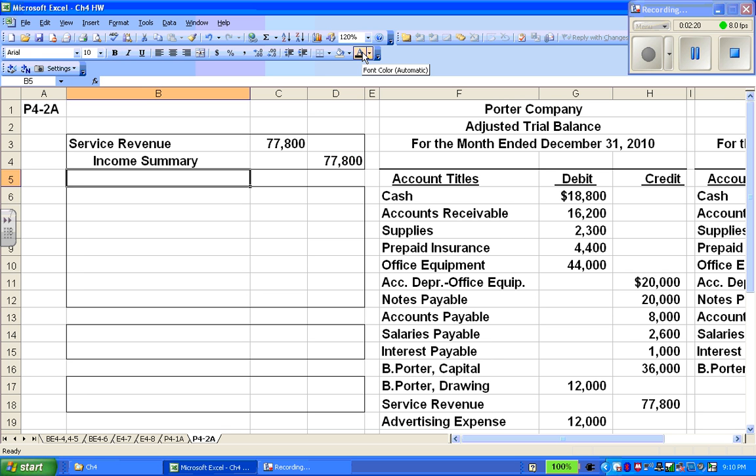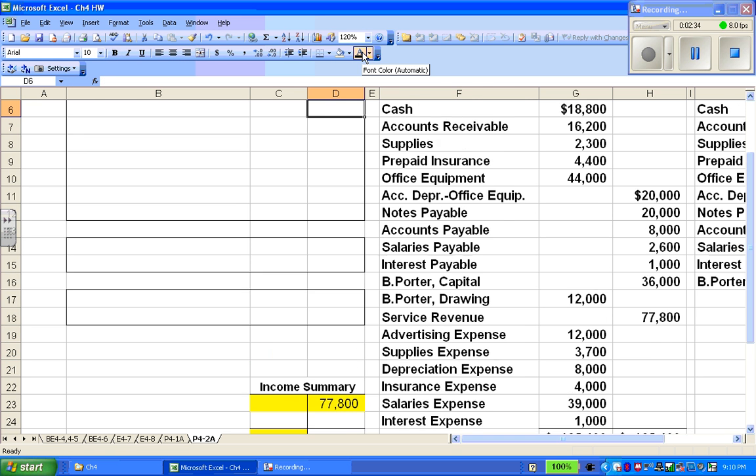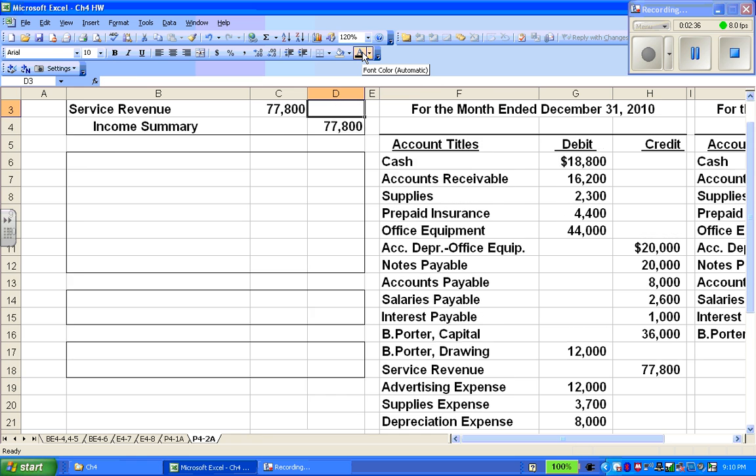I'm crediting the income summary account by 77,800. So let me put that in my T account. It's a credit, 77,800. I'll tell you why I have that highlighted in yellow as soon as we get through most of these closing entries, the logic behind that.